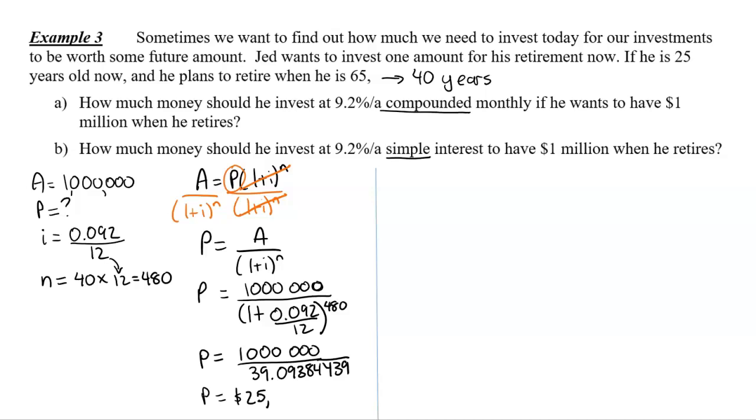And so what we should get by doing that is a number of about $25,579.47. That $25,000 has become $1 million in only 40 years. That's the power of compound interest.